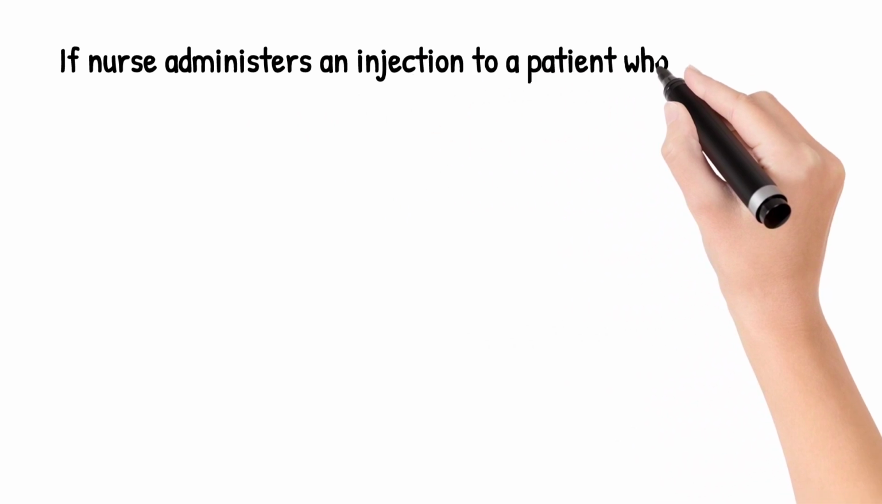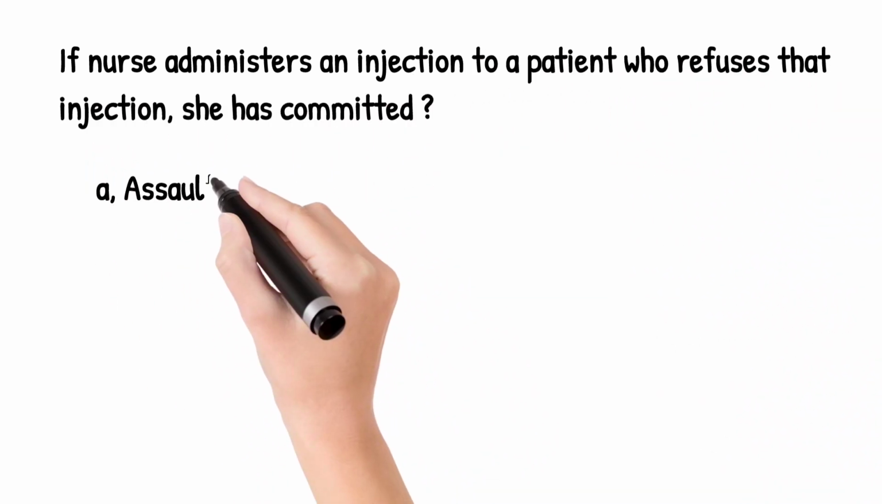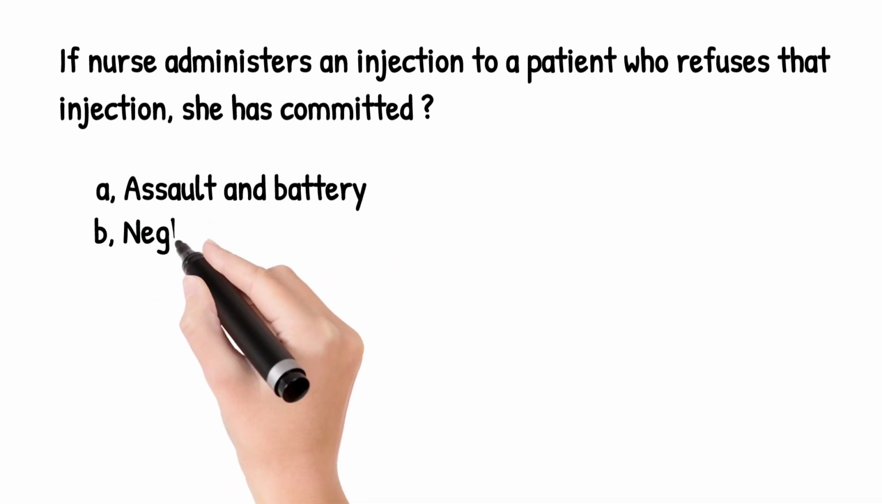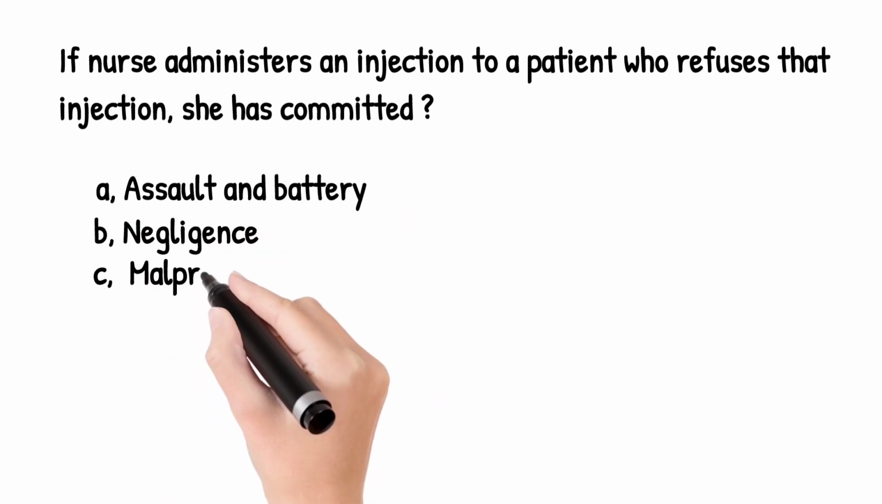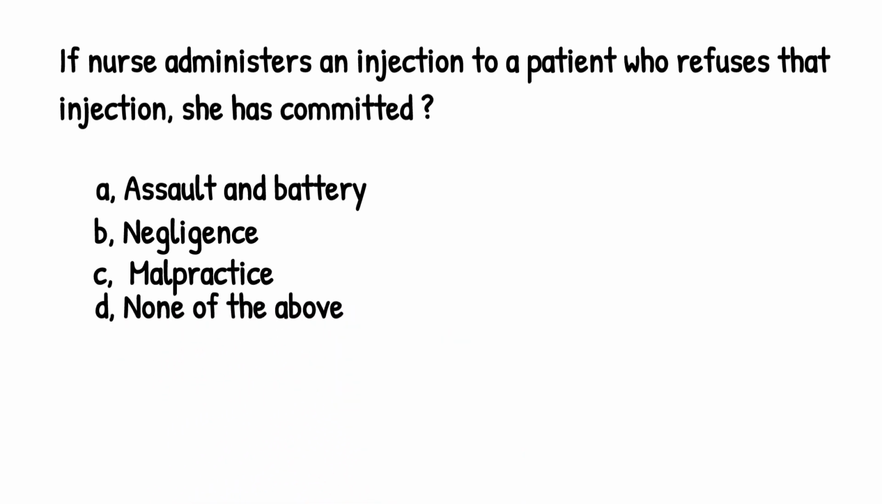If a nurse administers an injection to a patient who refuses that injection, she has committed: Option A, assault and battery. Option B, negligence. Option C, malpractice. Option D, none of the above. The answer is option A, assault and battery.